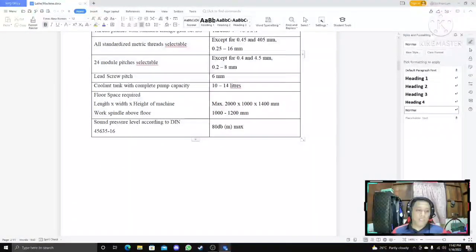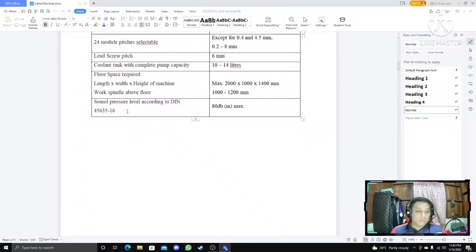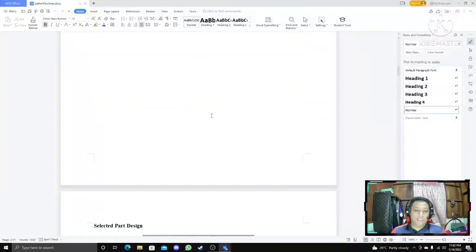Floor space required, length times width times height of machines: maximum 2000 times 1000 times 1400 mm. Work spindle above floor equal to 1000 until 1200 mm. Sound pressure level according to DIN 45635 part 16 at 80 dB max.